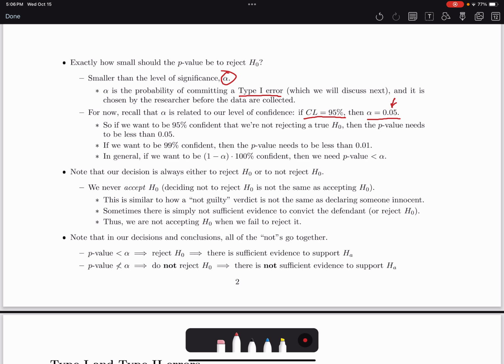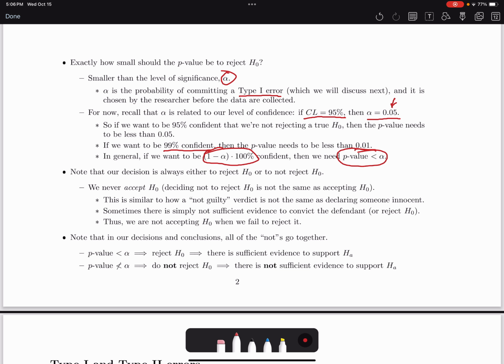What that means is if we want to be 95% confident that we're not rejecting a true null hypothesis, then the p-value needs to be less than 0.05. If we want to be 99% confident, then the p-value needs to be less than 0.01. If we're okay with just being 90% confident, then p just needs to be less than 0.10. Okay, and in general, if we want to be this confident, then the p-value needs to be less than alpha.